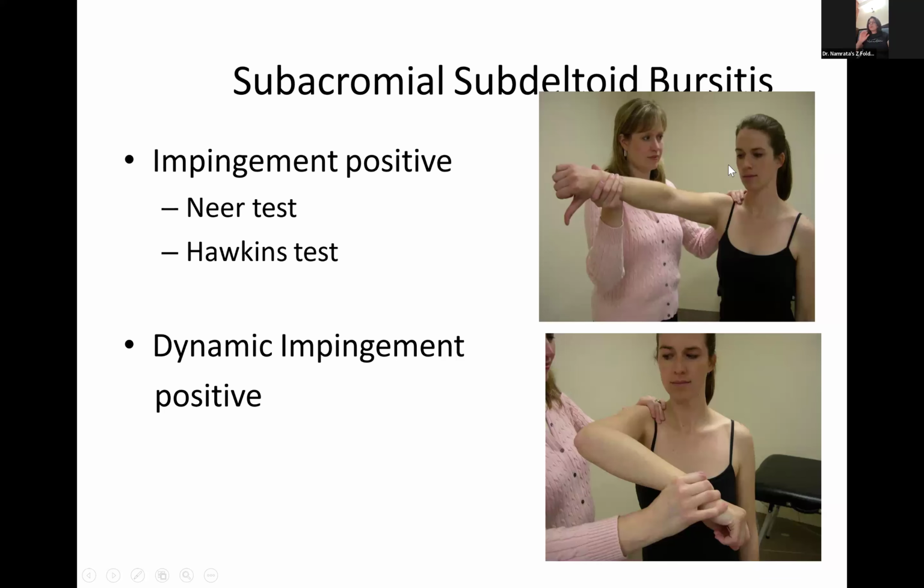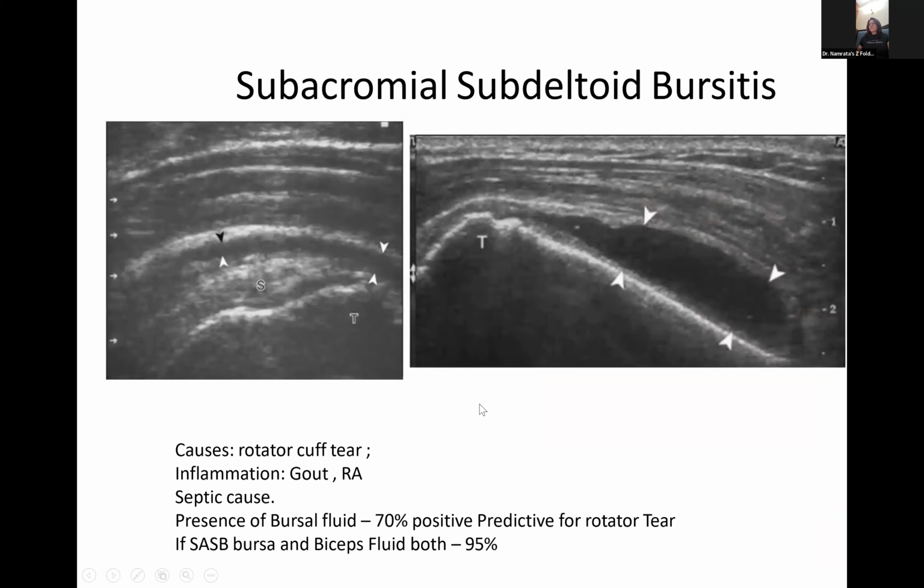Okay, now we come to bursitis. We look for this impingement sign. We do the dynamic impingement maneuver under ultrasound guidance, and we can see the fluid within the SASD bursa. Basically, this is the deltoid, the supraspinatus tendon, and just in between these two, you are able to see the fluid, which is suggestive of SASD bursitis.